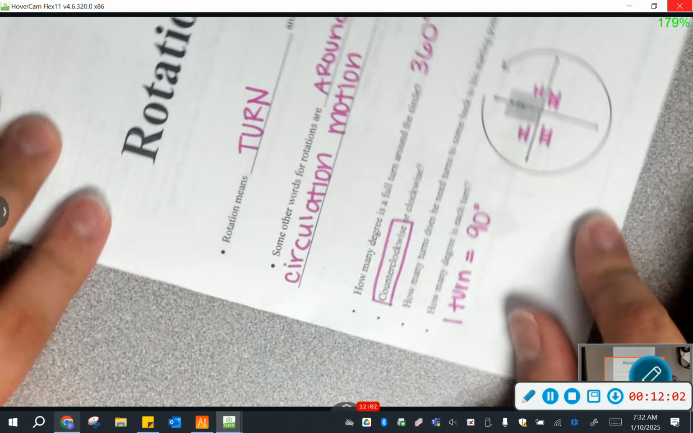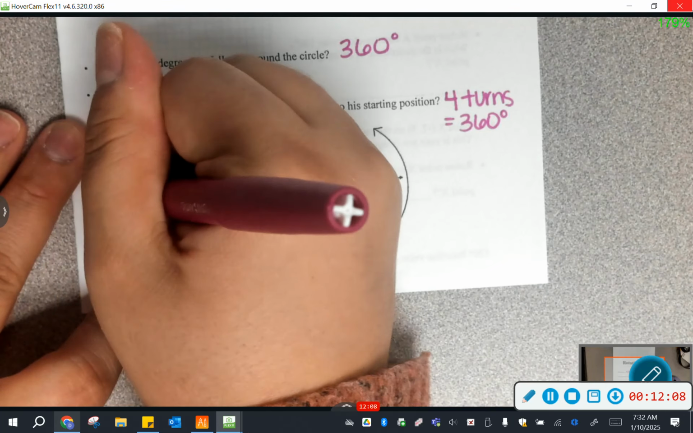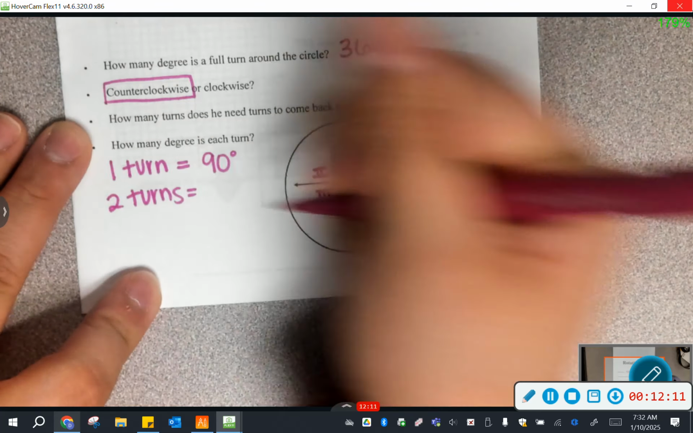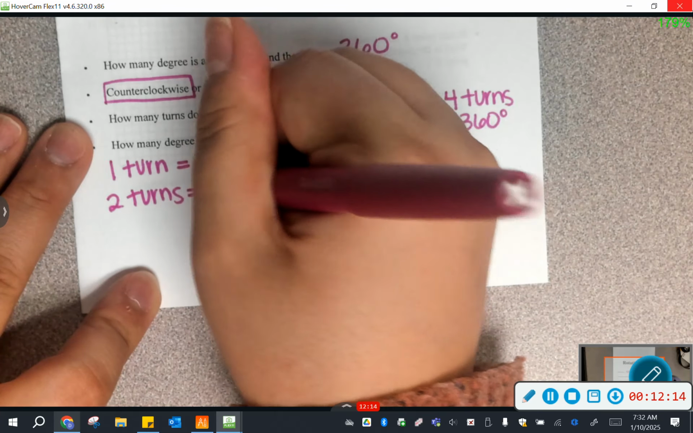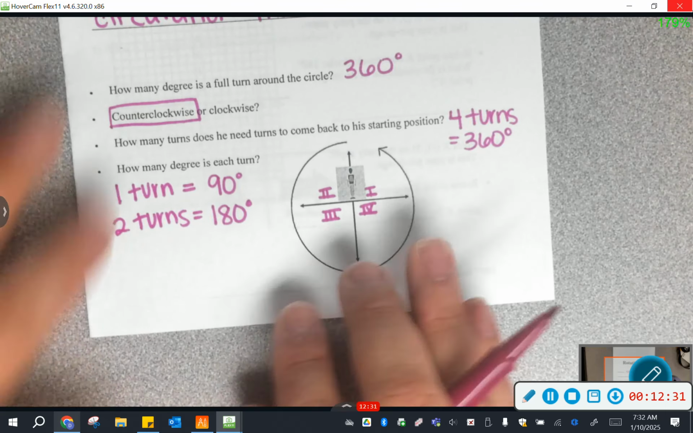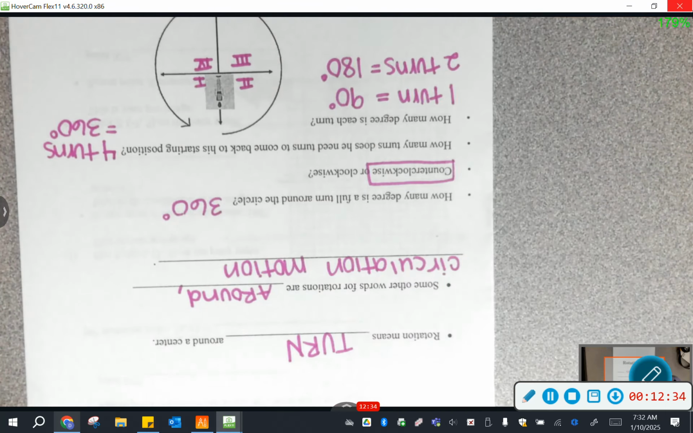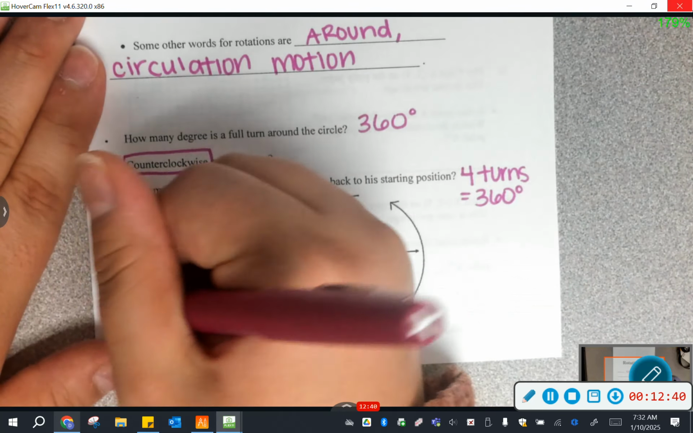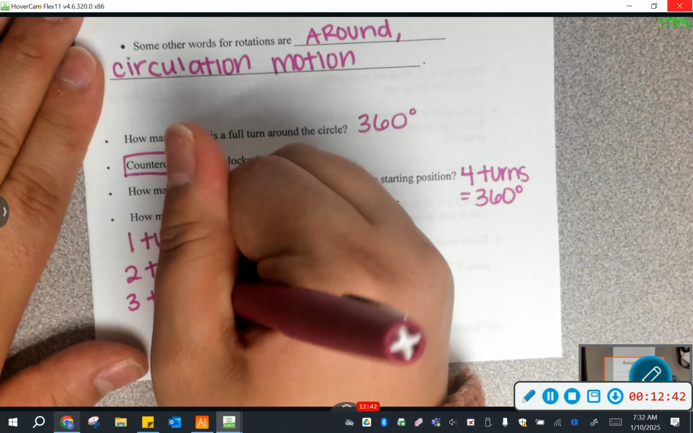If I were to turn this rectangle 1 time, how much am I turning it? 90. Does anybody want to guess how much 2 turns is? 180. And do you agree? Have y'all ever done the cha-cha slide? Well, that one's a little turn to the right. If I were to turn 180 degrees in my chair, what's happening? I'm halfway and my back is to you, right? So if you were to turn this paper 180 degrees, what's happening to your paper? It's upside down.